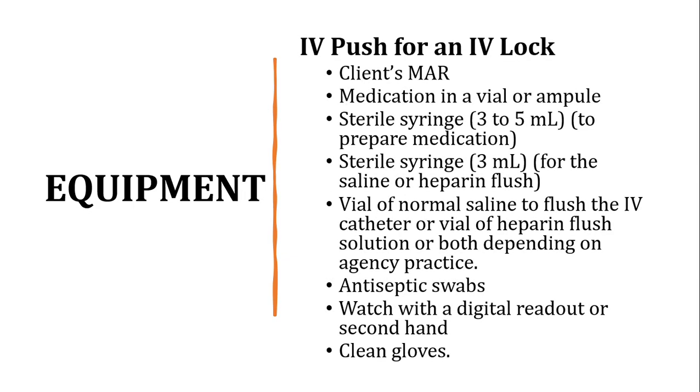While the equipment used for IV push for an IV lock are the client's MAR or medication administration record, the medication in a vial or ampule, sterile syringe 3 to 5 ml to prepare the medication, sterile syringe 3 ml for the saline or heparin flush, vial of normal saline to flush the IV catheter or vial of heparin flush solution or both depending on agency practice, and antiseptic swabs, watch with a digital readout or second hand, and clean gloves.